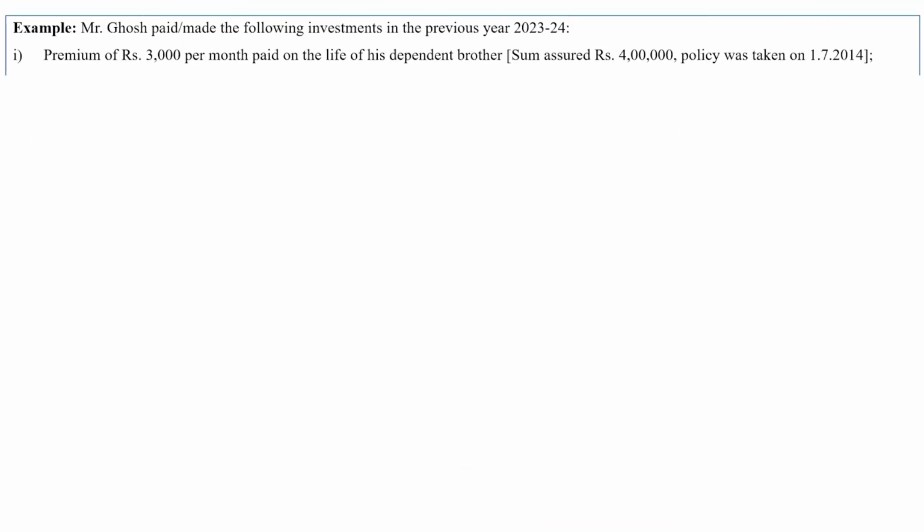Mr. Ghosh made the following investments in the previous year 2023-24. Premium 3,000 paid per month, that is yearly 36,000, for a dependent brother. No problem, it is allowed. Sum assured is 4 lakh, that is, the policy was taken after 1st April 2012. So 10% is available on the sum assured, that is 40,000, and he paid actually 36,000, which is not exceeding 10% of the sum assured. So it is an allowable deduction in computing the aggregate allowable deduction, limited to a total of 1,50,000.